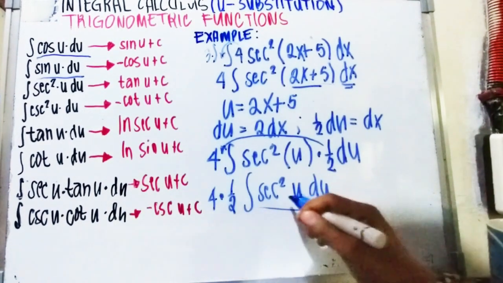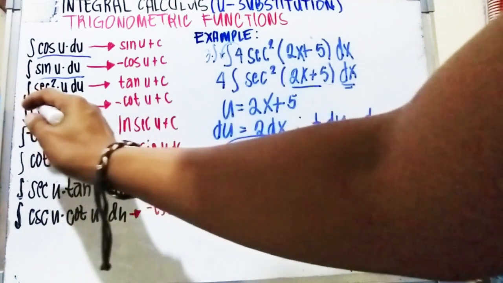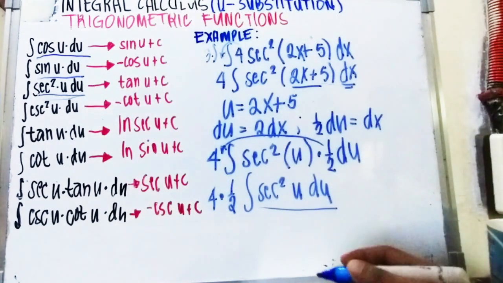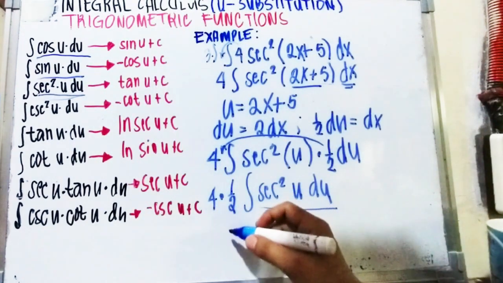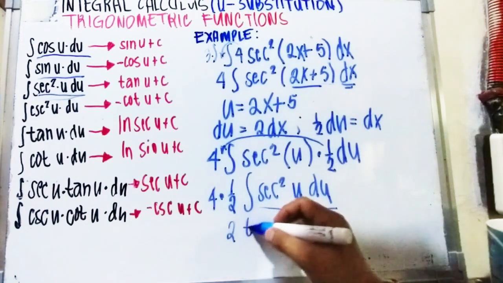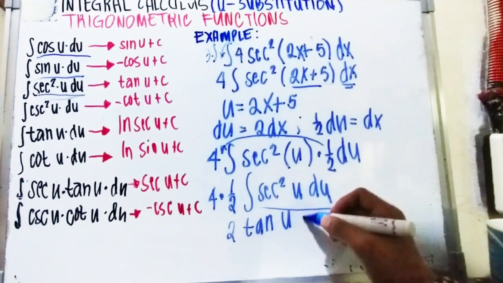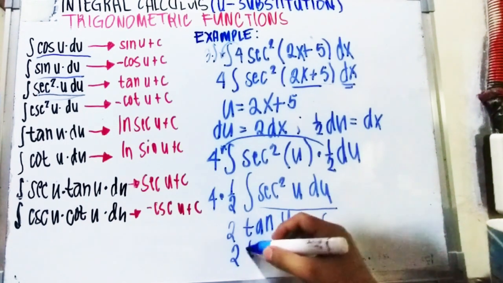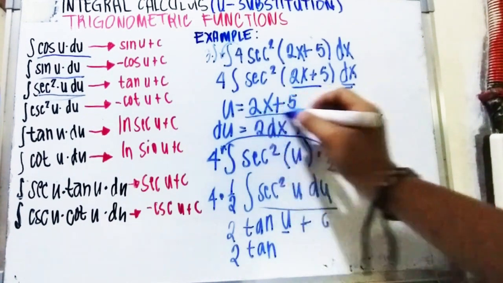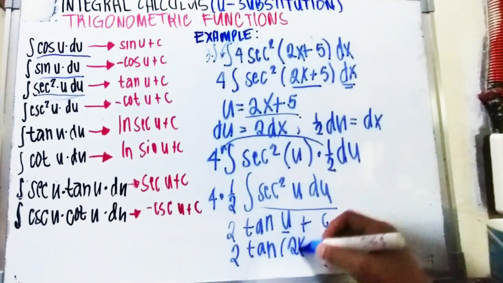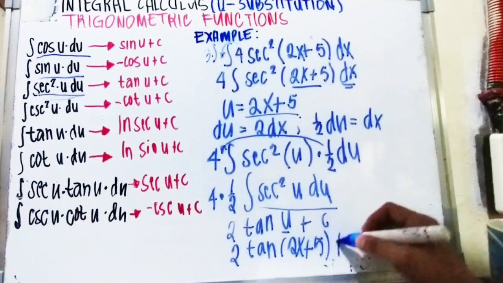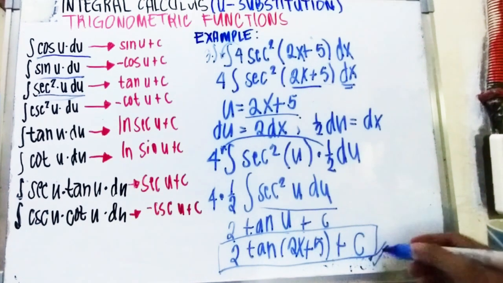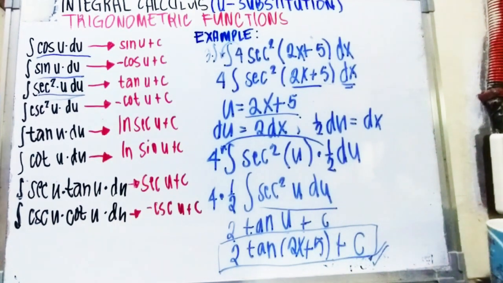Notice that sec squared u du is the same as this one. Therefore, the integral of sec squared u du is, simplifying this one, magiging 2 tan u plus c, and replacing our value for u, magiging 2 tangent of ano yung u? 2x plus 5 plus c. Ito na yung final answer sa example natin.